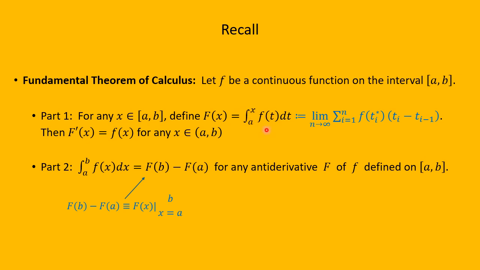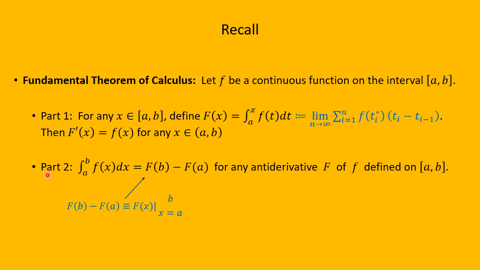So this integral, remember, is defined as a limit of Riemann sums, which is here in, I guess, light green to remind you. And the fundamental theorem of calculus says that this function capital F, when you take its derivative, is just the little f that appears in this integrand. So capital F is an antiderivative of little f. That's what part 1 tells us. If we define F of x by this limit of Riemann sums, we get an antiderivative of this integrand function. Well, that's kind of interesting.